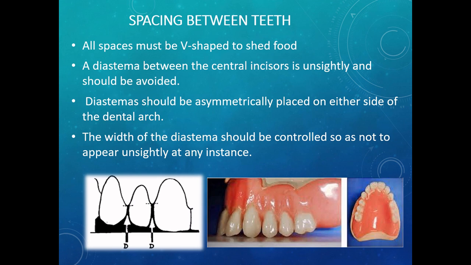Then the width of the diastema should be controlled so as not to appear unsightly at any instance. So if the diastemas are too wide, they appear as black holes, whereas if they are too narrow, it is difficult to make them so as to shed the food. Therefore, if an extremely narrow diastema is desired, then an embrasure should be used instead.